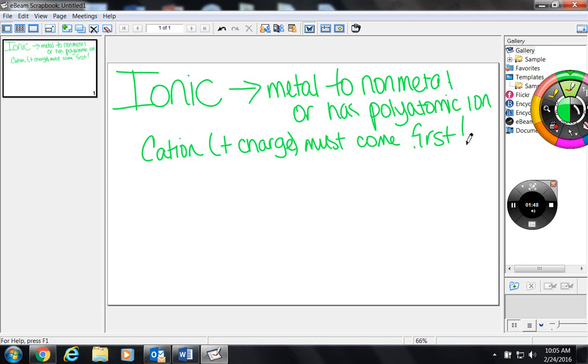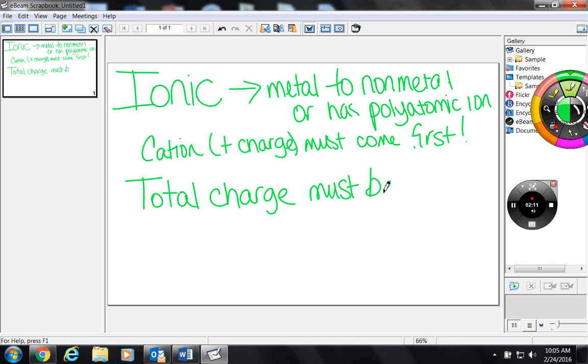Oh, okay, so when you're writing compounds, the cation must come first. Yes. Alright. The total charge must be 0.